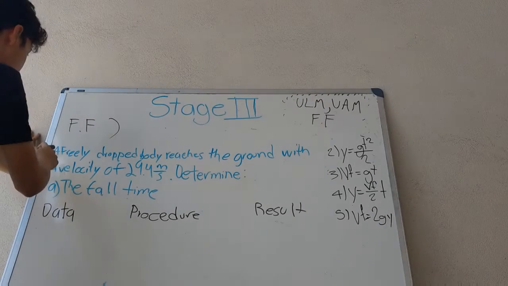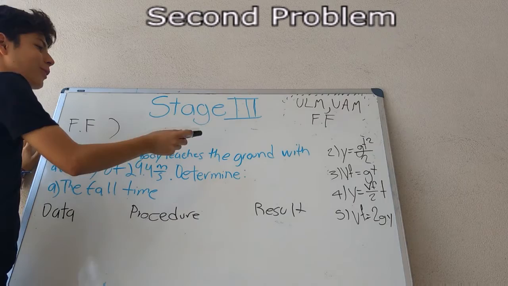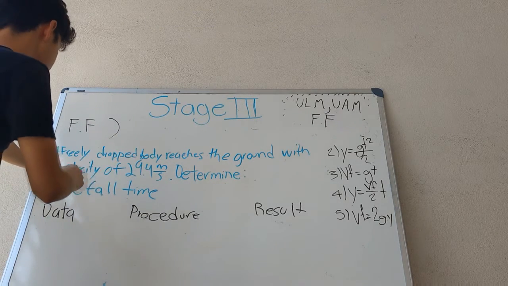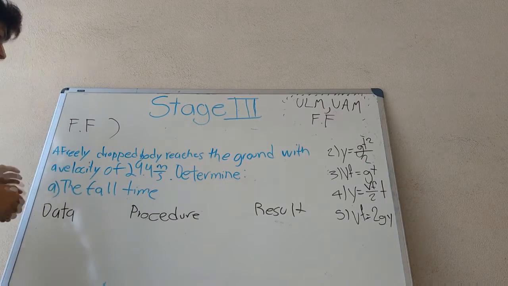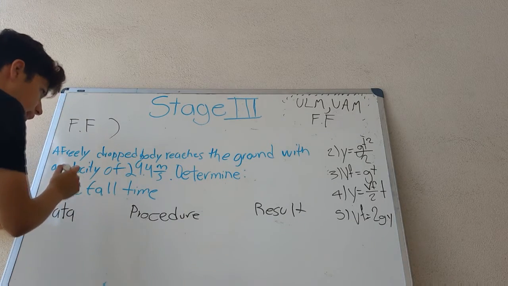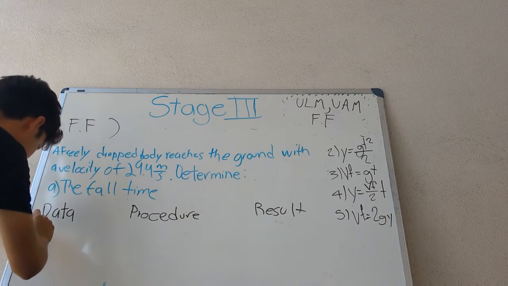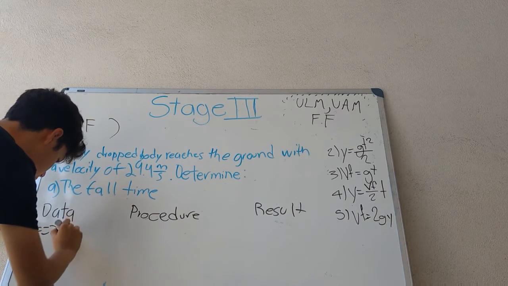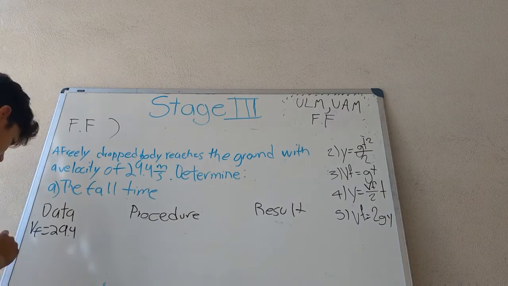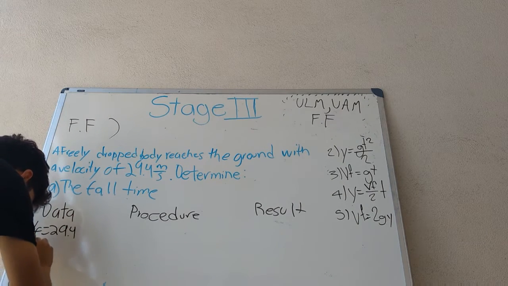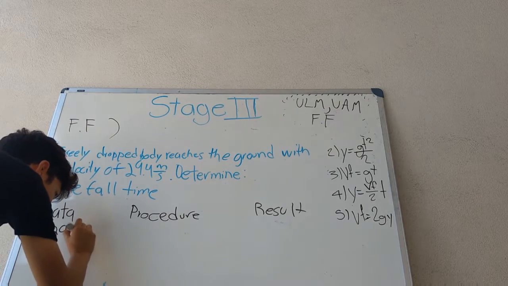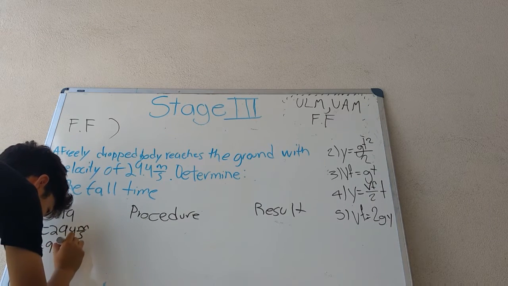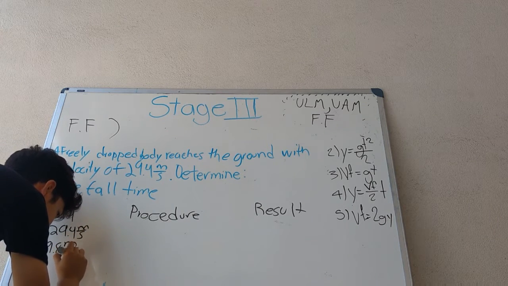The problem says a free-falling body reaches the ground with a velocity of 29.4 meters per second. Determine the fall time. The data that we have is final velocity, which is 29.4, and the acceleration, that is the gravity, of 9.8 meters per second squared.